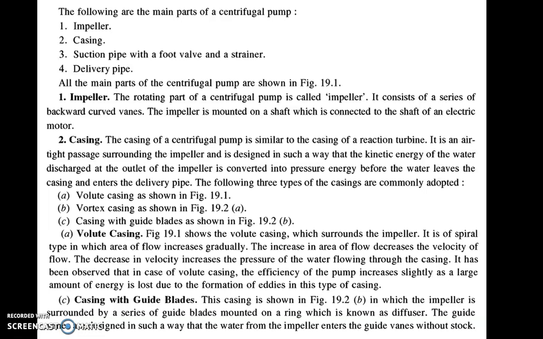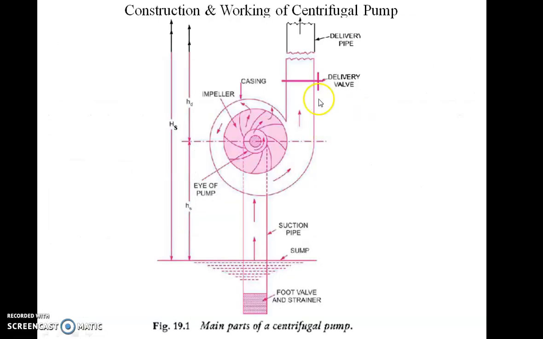The impeller is mounted on the shaft, which is connected to the shaft of the electric motor. Then the casing. Now we have seen the casing in the case of the Francis turbine also. In the case of the Francis turbine or reaction turbine, the hydraulic function of the casing is to decrease the pressure. That's why its shape was a spiral shape with decreasing cross-section area. But now the function is opposite, hence the cross-section area is increasing. So we again use the volute type of casing, which is nothing but a spiral type of casing, as shown in this figure.